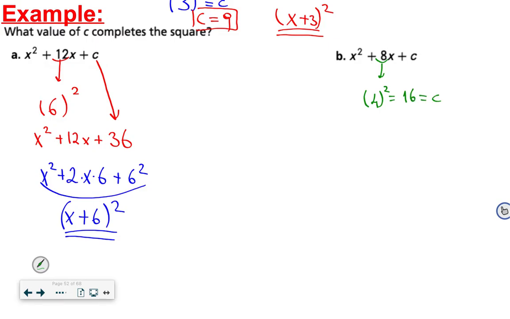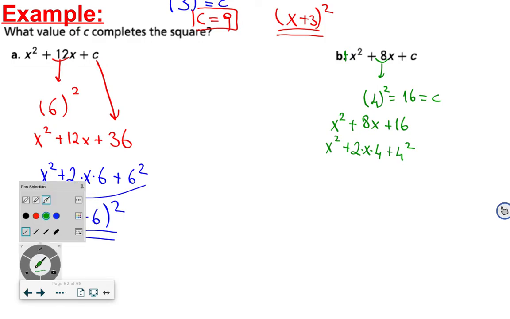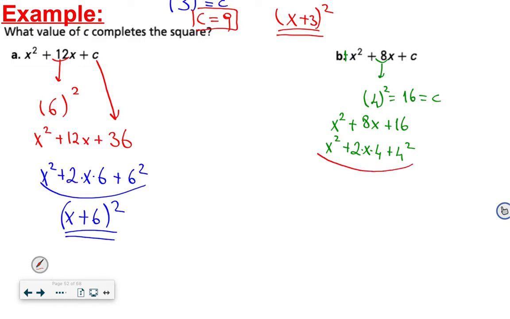In this question, I would like to say something. To be able to complete the square, you have to make sure that the coefficient of the x squared is 1. Otherwise, you cannot apply this rule. So this expression will be x squared plus 8x plus 16. This can be written x squared plus 2 times x times 4 plus 4 squared. And this is the expression of the perfect square trinomial, which can be written (x plus 4) squared.